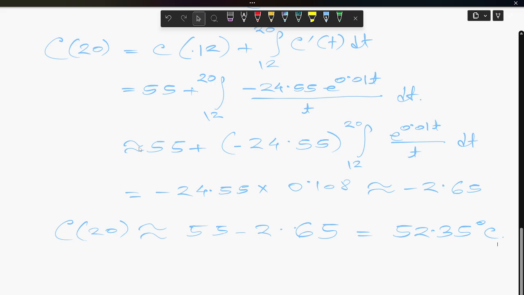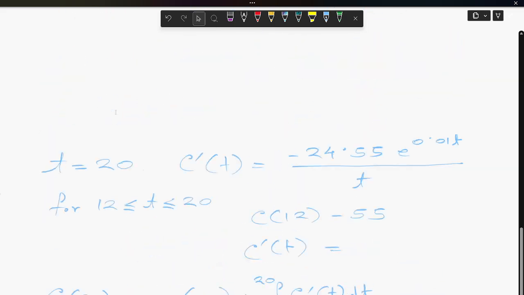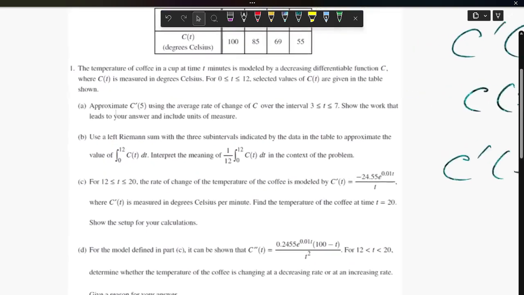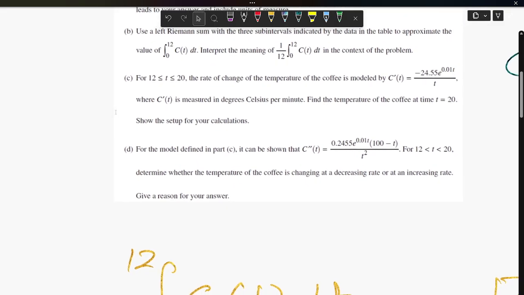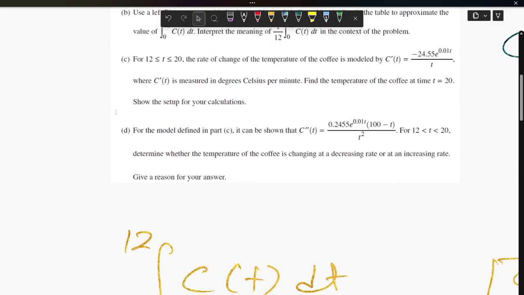So now we are moving towards question number D. For the model defined in part C, it can be shown that C''(t) equals 0.02455 e to the power 0.01t into (100 minus t) by t squared, for 12 < t < 20. Determine whether the temperature of the coffee is changing at a decreasing rate or at an increasing rate. Give a reason for your answer. So let us see what we can do for this.